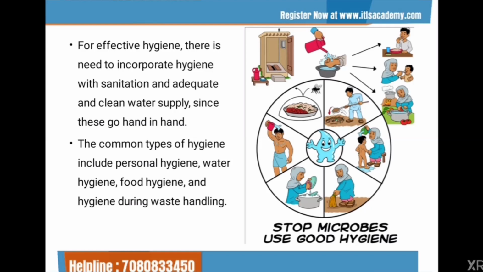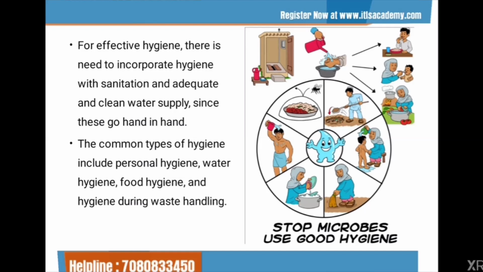Hygiene is applied in different areas with the aim of preventing disease transmission and promoting health. The common types of hygiene include personal hygiene, which includes taking care of one's body and clothes. Personal hygiene encompasses oral hygiene, hand hygiene, hair hygiene, menstrual hygiene, including any form of hygiene relating to a personal body. Next is water hygiene.